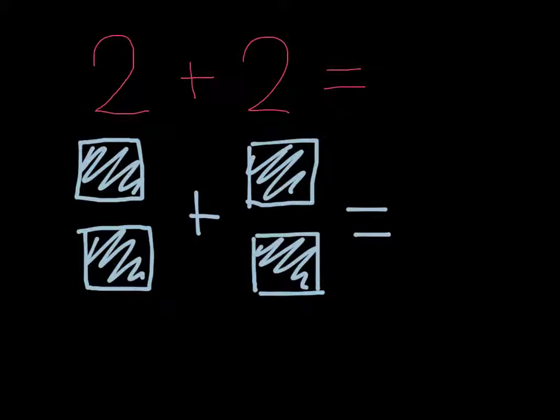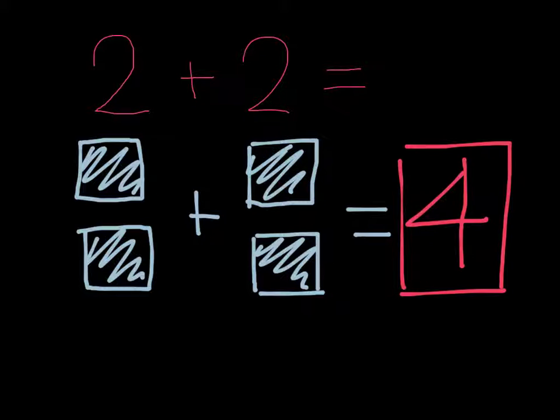When we add 1 square plus another square, we get 2 squares. And when we add the other 2 squares, we get another 2 squares. So we have 1, 2, 3, 4 squares total, which gives us 4 as our grand total. So we all know how to do an example like that. Let's move on to something a little bit trickier.